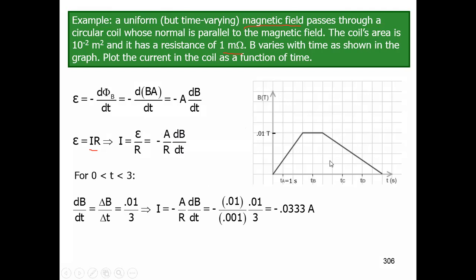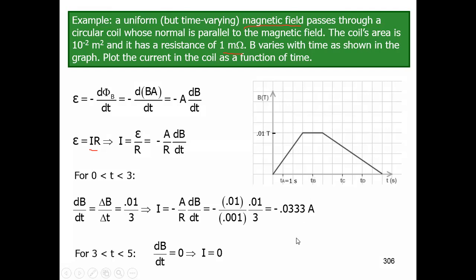When t is between 0 and 3, dB upon dt is the change in magnetic field on the y-axis by the change on the time axis, right? This is simply 0.1, because from here to here it is 0.1 and here to here it is 3. So 0.1 upon 3, this is minus 0.33 ampere for this one.